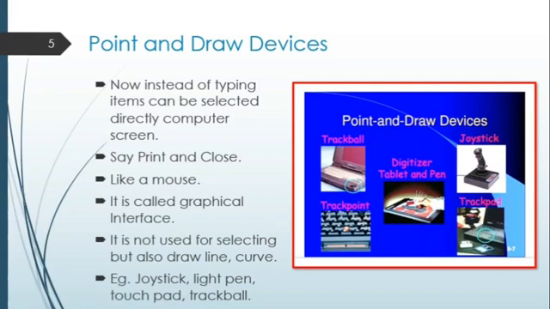It is used not only for selecting but also to draw a line and a curve. It is not used only for selection purposes. It can draw a line, draw a curve, like that. Now here are examples of point and draw devices: joystick, light pen, touchpad, trackball. You can watch the pictures I have given here.